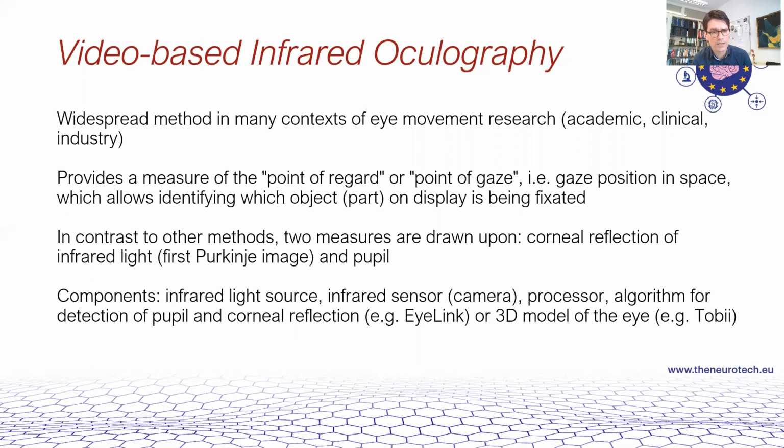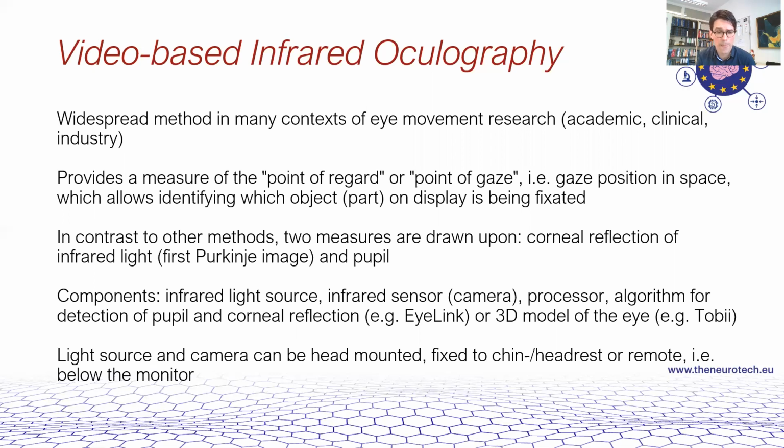The components of such a system include an infrared light source, an infrared sensor, a camera, a processor, and an algorithm to detect pupil and corneal reflection, or a 3D model of the eye. And different manufacturers use different approaches here. The light source and the camera, which is what we may call the actual eye tracker, can either be head-mounted, so worn on a band around the head like a bicycle helmet. It can be fixed to a chin or headrest, or it can be remote. That is, it can be placed below the monitor, for example.